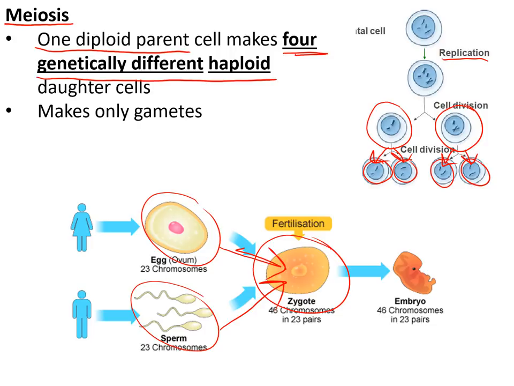The zygote then starts dividing again by mitosis, this time not meiosis, by mitosis, to form a ball of cells called an embryo, and eventually that embryo, if everything goes to plan, will turn into a fetus, the fetus will become a baby, and the baby will become a whole new human.